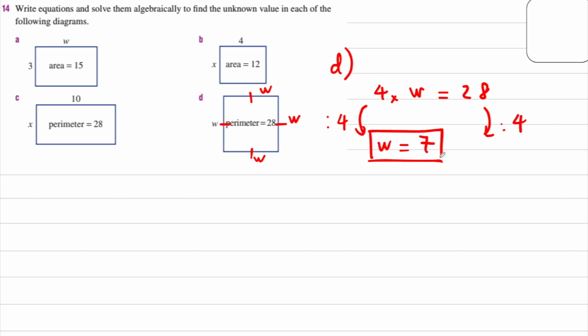W equals 7. Yeah, that is the way you can solve and work out from the diagram.